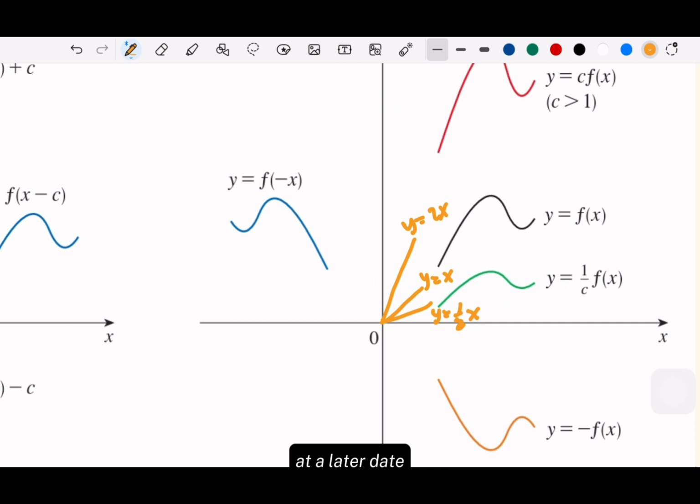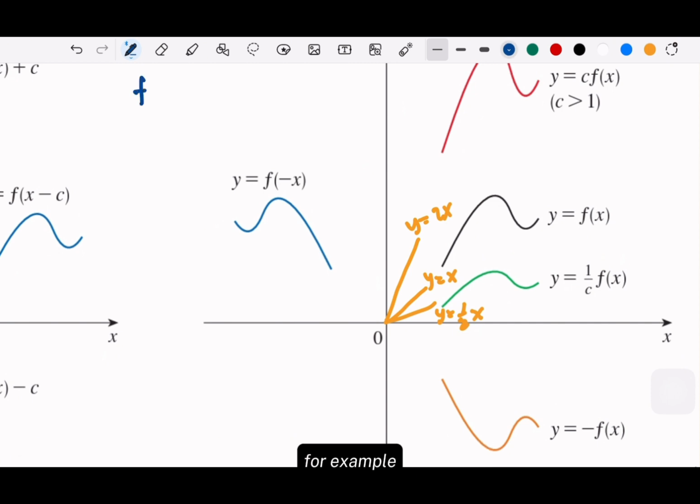So this is just to show you, at a later date, if you have a function, for example, as simple as x squared plus 4. If you are going to sketch this, now your perspective is, okay, this is just a regular x squared, and I will move it 4 points upwards.